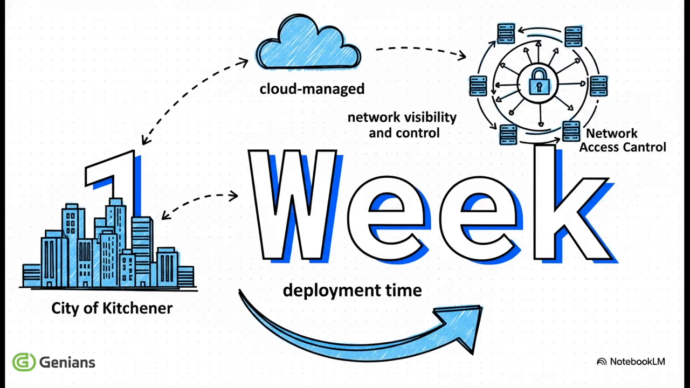And this really shows you how fast this can happen. The city of Kitchener got full network visibility and control in just 1 week. And they deployed their network sensors on standard off-the-shelf Intel NUC hardware. Pretty amazing.